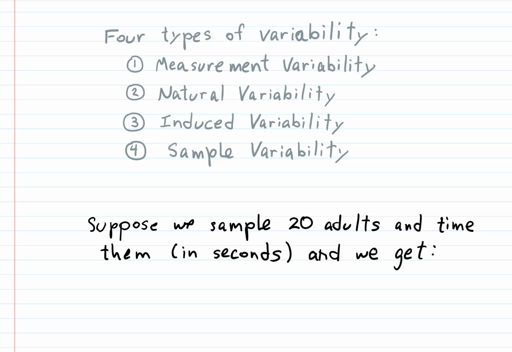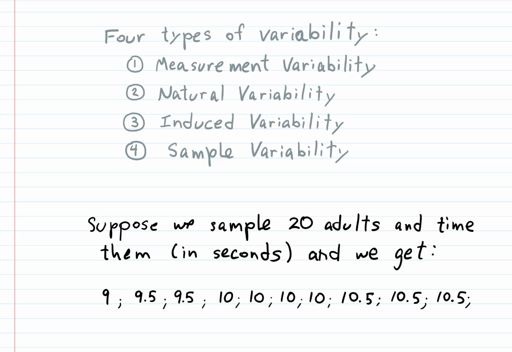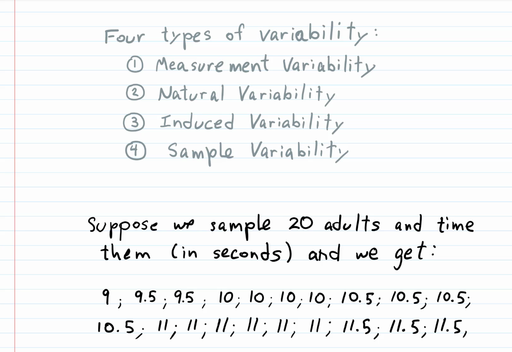So suppose we sample 20 adults and time them in seconds, and we get these numbers. One person was 9 seconds, a couple of 9.5s, four tens, four 10.5s, six 11s, and three 11.5s. So those are the 20 times that we recorded.